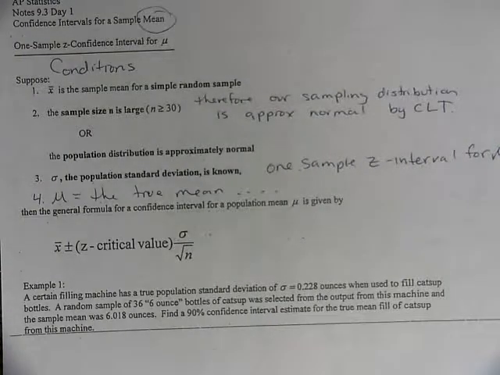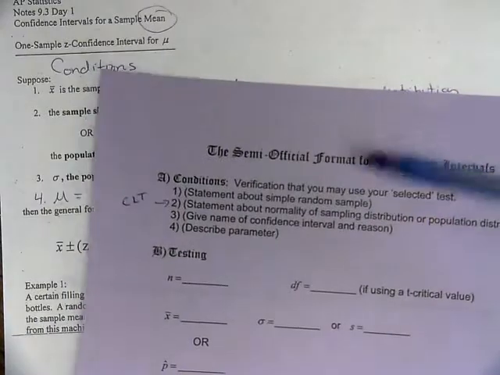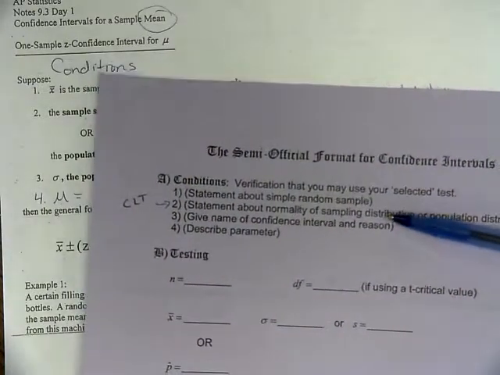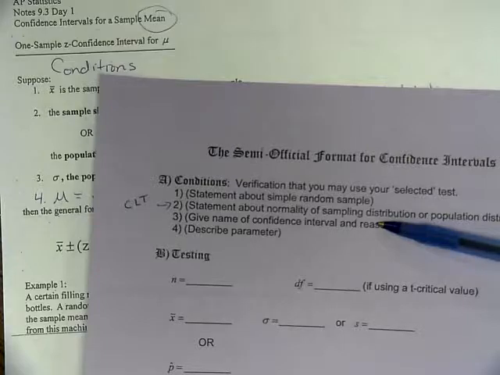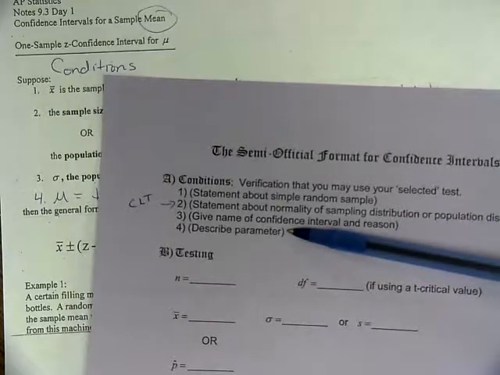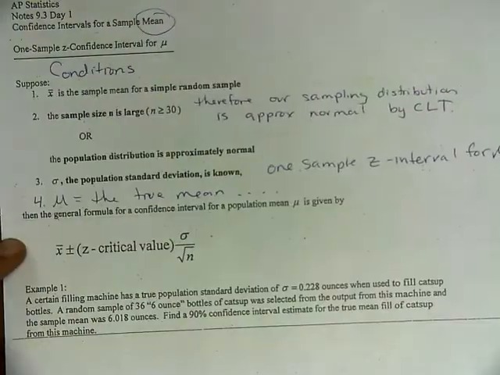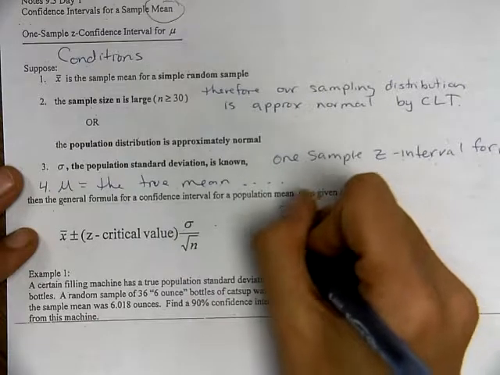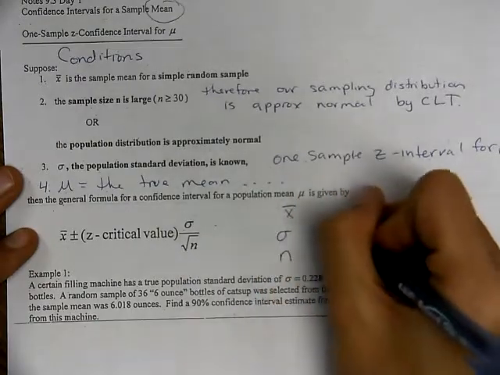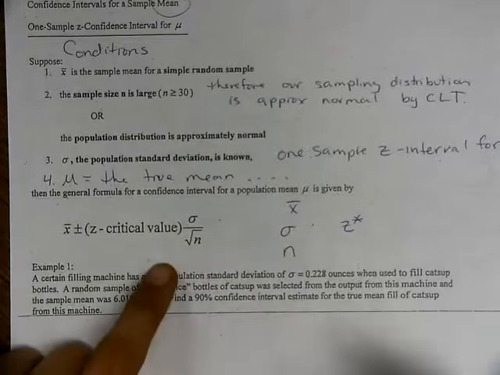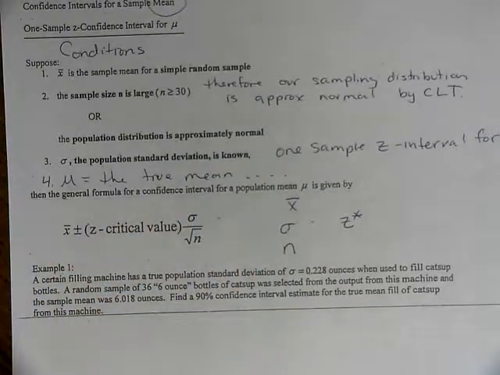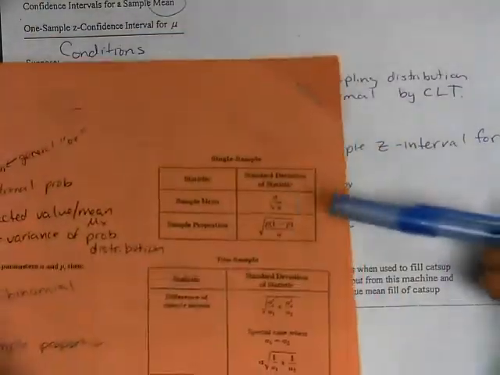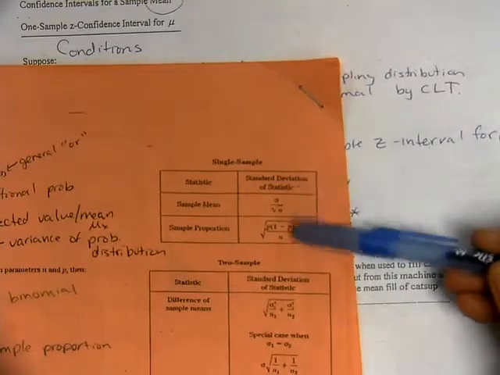Now, if you get your purple sheets out, again, it's the same, right? Statement about simple random sample, normality, give the confidence interval a name, describe your parameter. So that's our first conditions. Then your testing here, here's your formula. The things you have to give me: x bar, the mean, n, and the z critical value. This is on your formula sheet, along with the proportion one, off to the side up here. To figure out the standard deviation, it is here. So you don't have to memorize these, and they're from chapter 8.